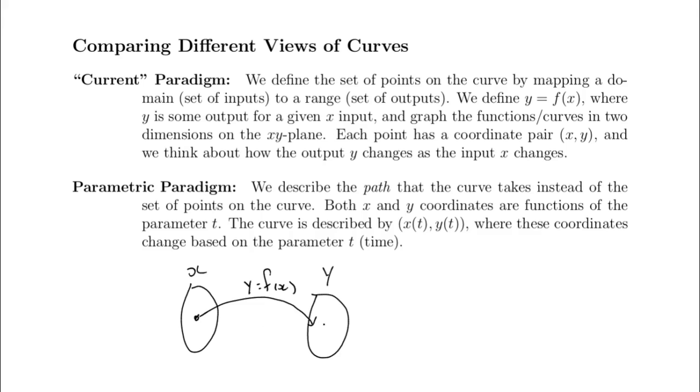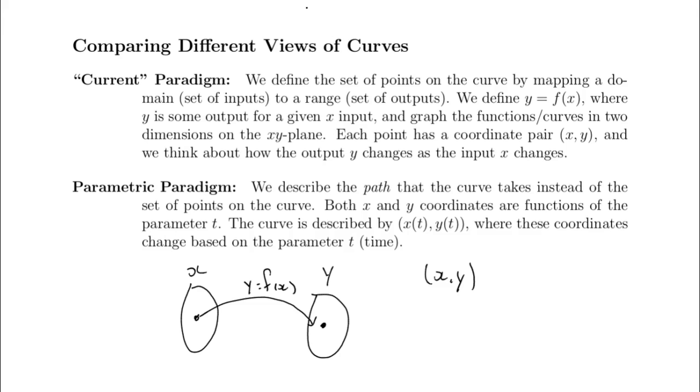Whichever x values are connected with y values, that becomes a coordinate pair, and then we can go ahead and plot these things in the xy plane. We know how to do that. We like to think about how the output y changes as the input x changes. That's our idea of slope, right? So that's something that we've got.